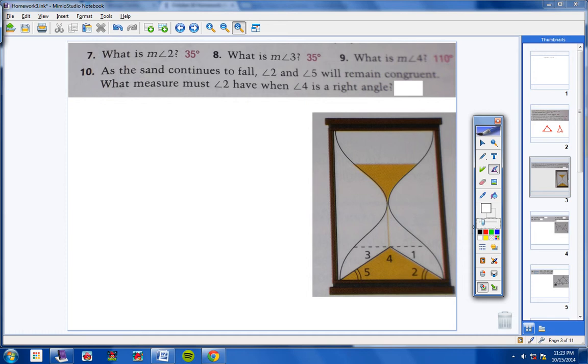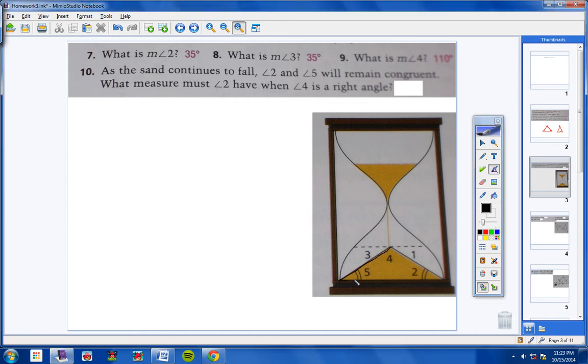Let's go ahead and copy this triangle very quickly here. Okay, here's the triangle right here. Okay, there's the triangle. Now I'm going to pull this out of the way.